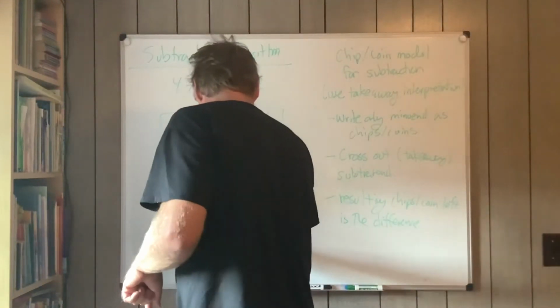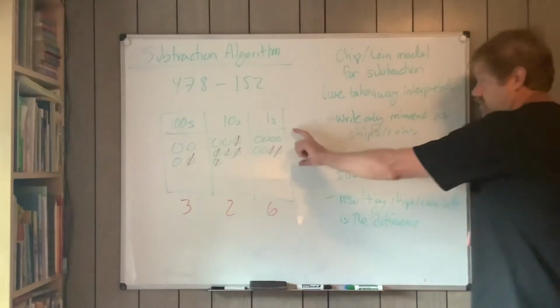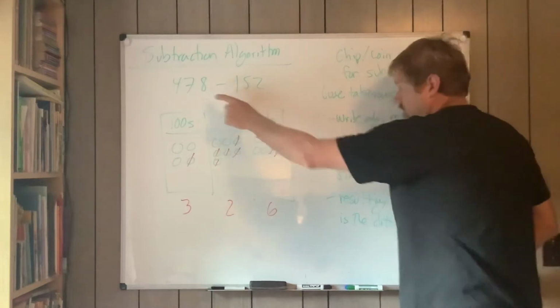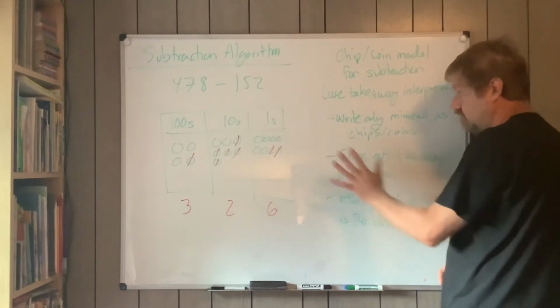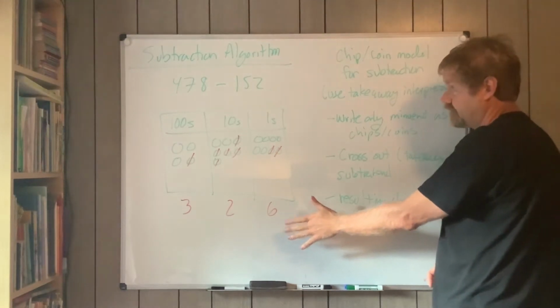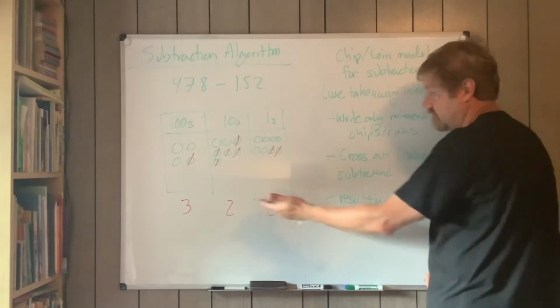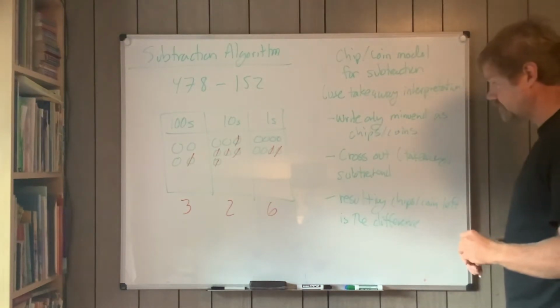3, 2, 6. Notice again, the only chips I write down are the minuend. I cross out the subtrahend, and I don't do any more chips for the difference, the answer. I just write it down as decimals. Does that make sense?